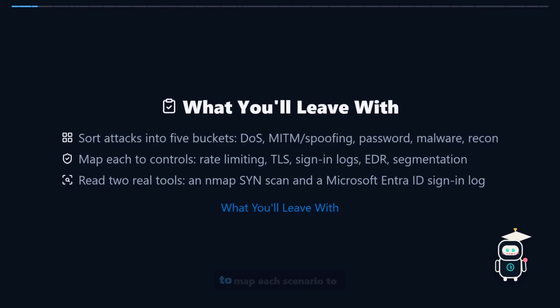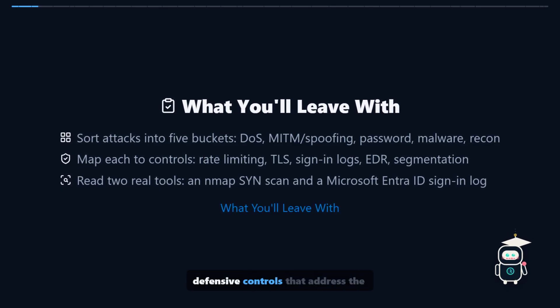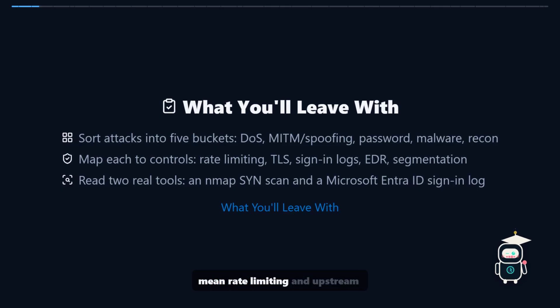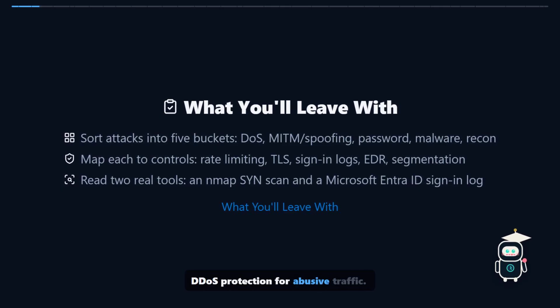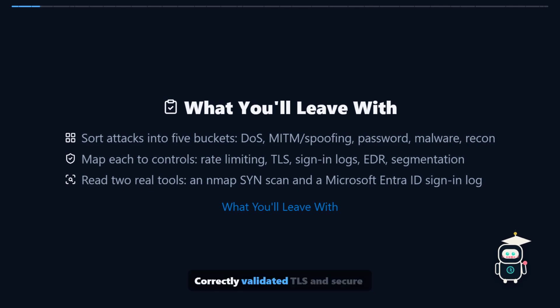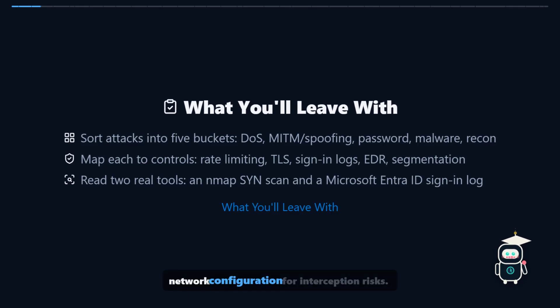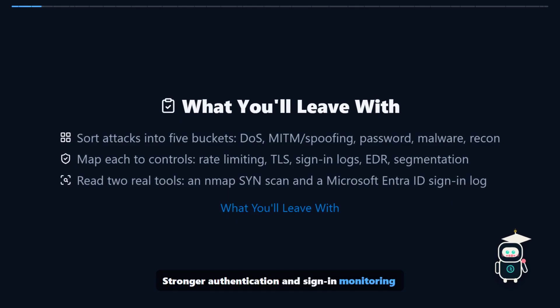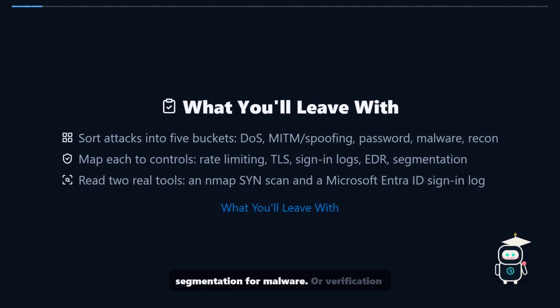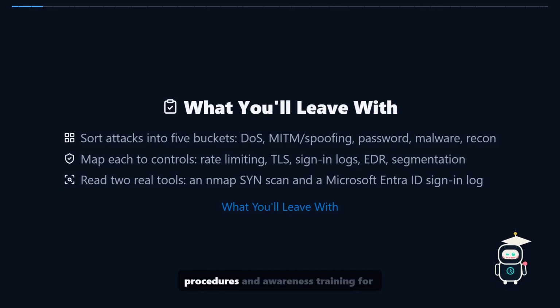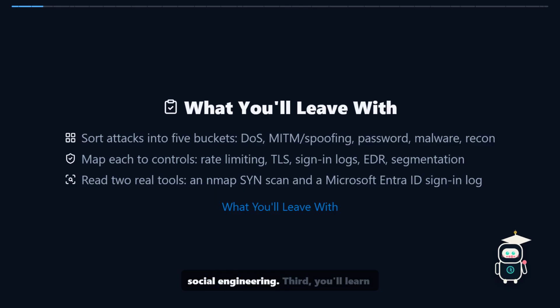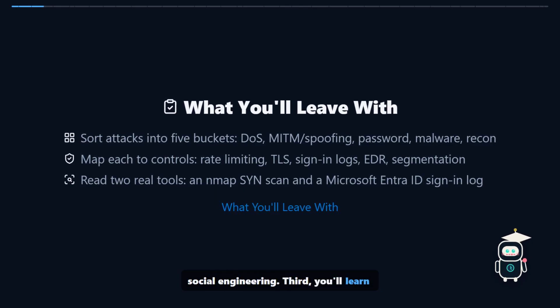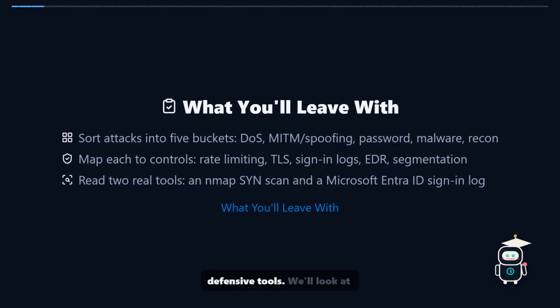Second, you'll learn to map each scenario to defensive controls that address the actual failure mode. That might mean rate limiting and upstream DDoS protection for abusive traffic, correctly validated TLS and secure network configuration for interception risks, stronger authentication and sign-in monitoring for password attacks, EDR and segmentation for malware, or verification procedures and awareness training for social engineering. Third, you'll learn to read evidence from real defensive tools.